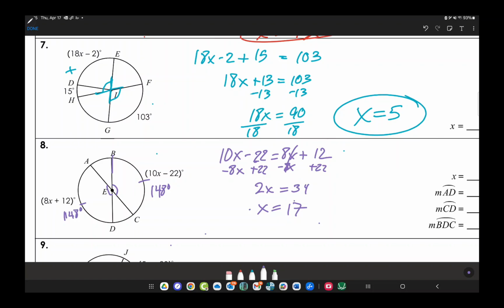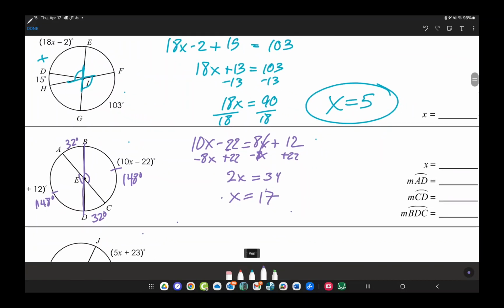Now, since this is a diameter, we know that this is 180, and 180 minus 148 is 32. So now we have all the arcs, which means we do have also the angles if we need them. So x was 17. AD is 148. CD is 32. And BDC, that is this right here, well, that would be 180 plus 32, which is 212.